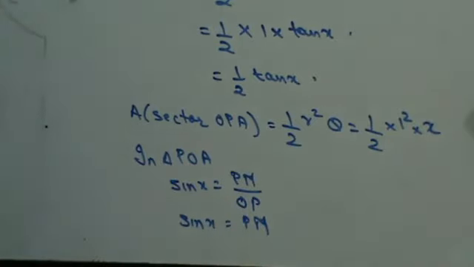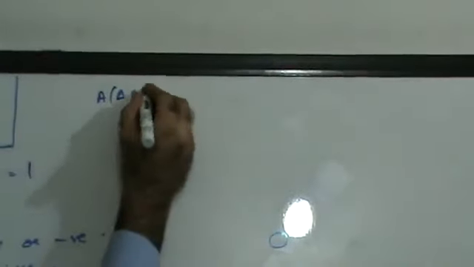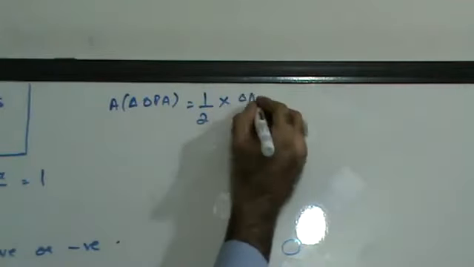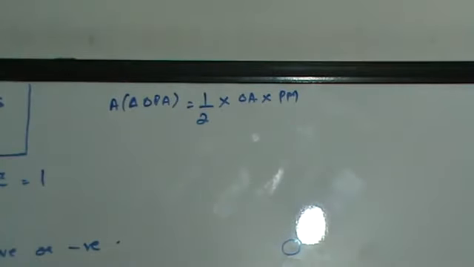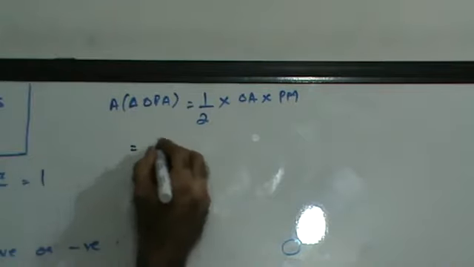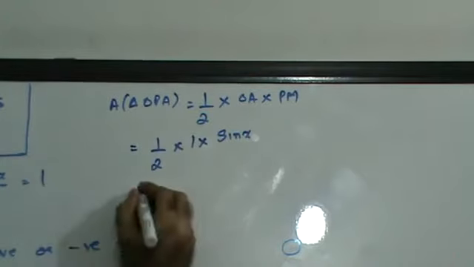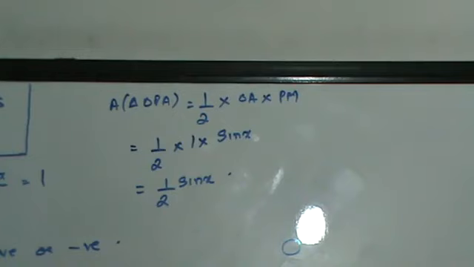Right? Hence, we can say that area of triangle OPA is half base, base is OA, into height. Height is nothing but PM. Right? Area of triangle is half base into height. Fine, do we get this in clear? So this is going to be half, OA is 1, PM we just found out is sin x. So area of triangle OPA is half sin x. Fine, do we get this thing clear?